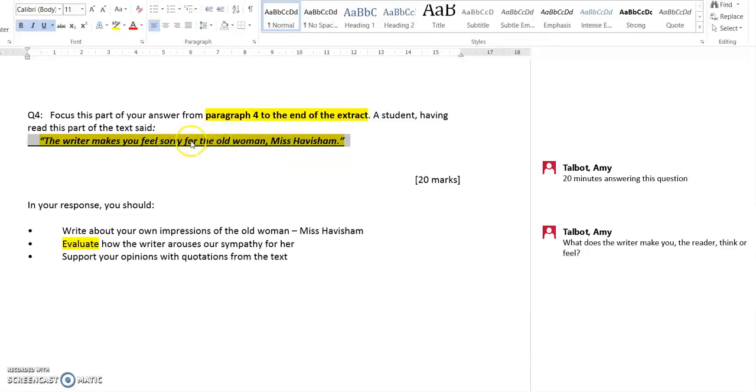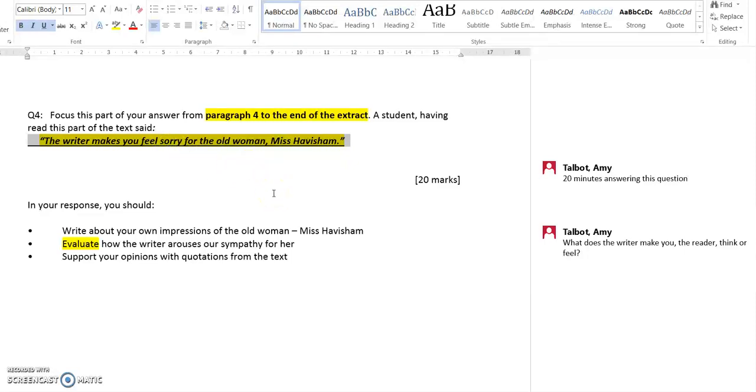But what you have to do is rip the text apart really and look for all the different techniques and methods to say how the writer makes you feel sorry for the old woman. They'll do it in lots of different ways. And so you're going to look at the text in detail and pull out all the things that make you feel sorry for the old woman and explain how they're making you feel sorry. And what exactly are they making you feel sorry for, in a way.